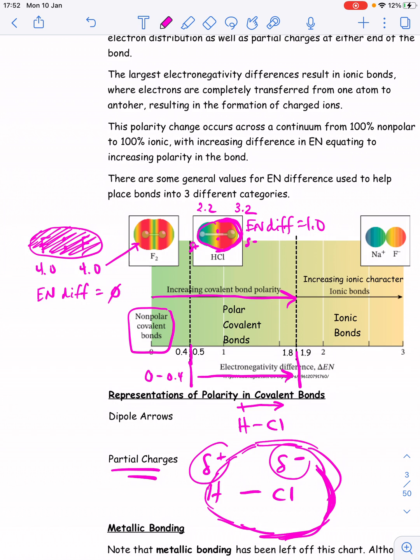And then if the difference is greater than 1.8, then we pass over into the next type of bonding that we call ionic, where the difference is so great that one of the elements fully steals electrons away from the other. So they're no longer sharing, and electrons get transferred from one atom to another. So we're not really going to deal with those ionic bonds here, but we are going to look at these electronegativity differences to try to assess if bonds are polar or nonpolar.